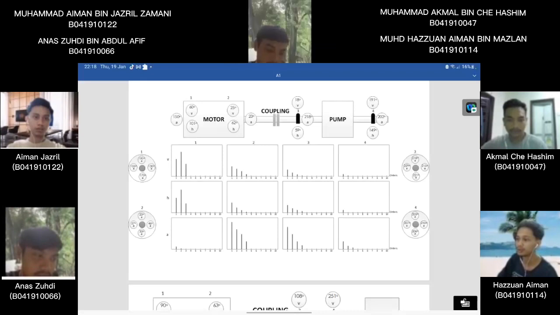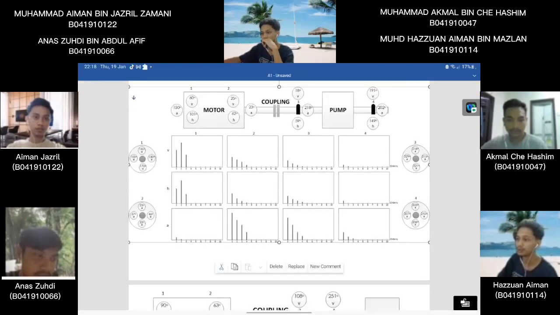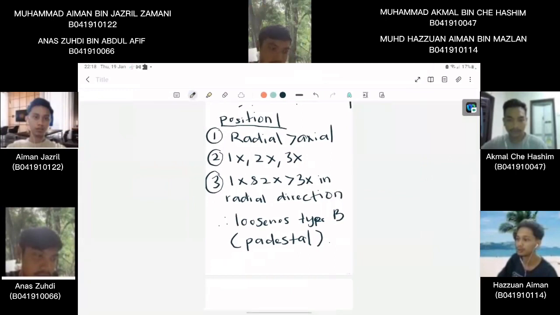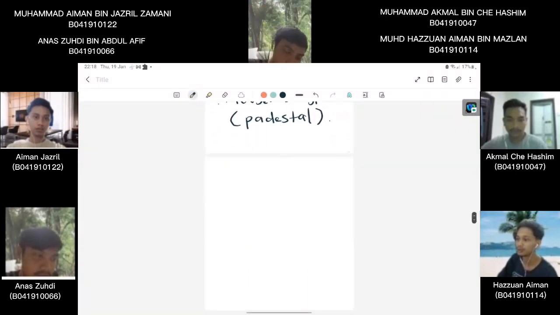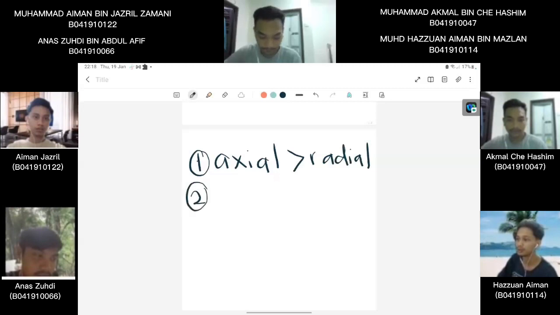We have axial bigger than radial. Yes. Alright, so for position 2 and 3, we know that the first criteria is axial bigger than radial. Yes, correct.